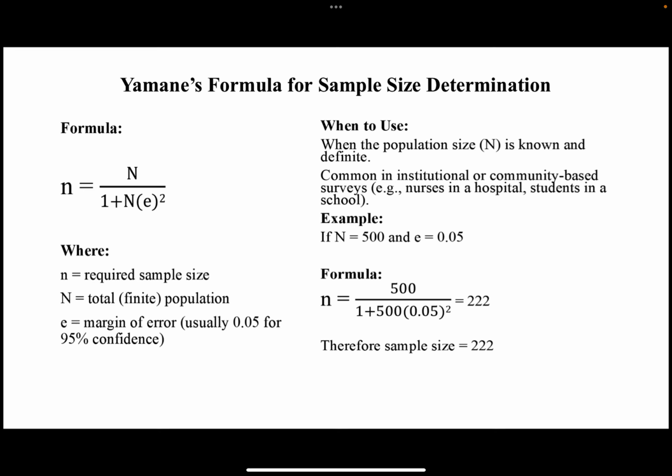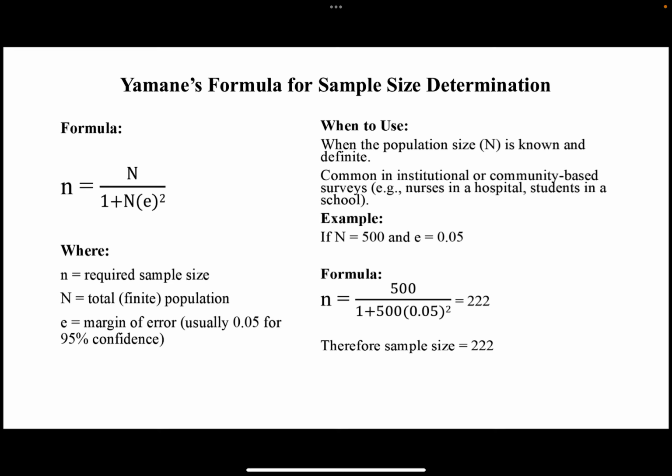Now, what is the YAMANE formula? The YAMANE formula states that n is equal to capital N all over 1 plus capital N into bracket E, close the bracket, raise the power 2. Let me go over it again. The YAMANE formula states that small n is equal to capital N all over 1 plus capital N into bracket E, close the bracket, raise the power 2, where small n is the required sample size, capital N is the total population, and E is the margin of error, usually 0.05 for 95% confidence interval.